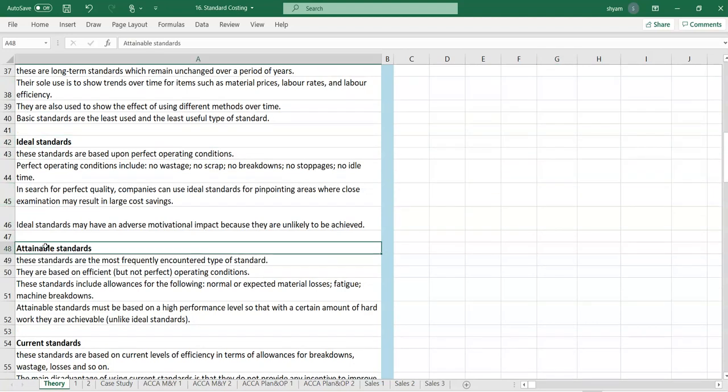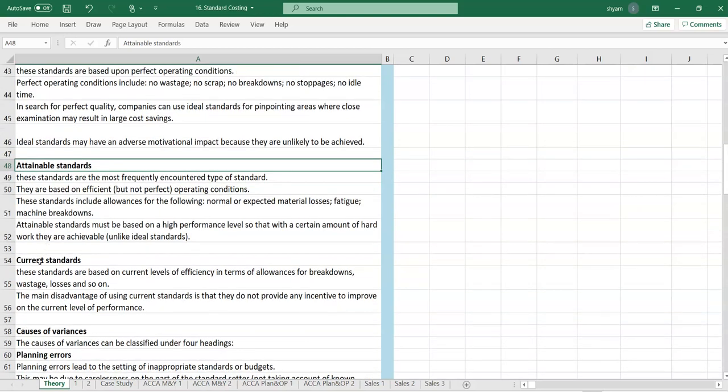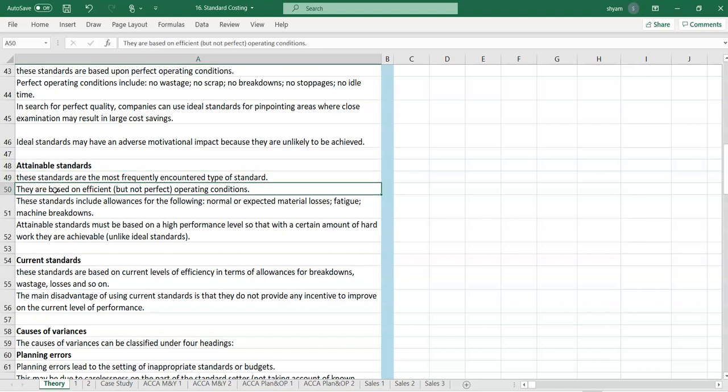So what is attainable? The third one. See, attainable standards are the most frequently encountered type of standard. So all companies use this only. This is similar to perfect, but they allow for inefficiency also. The normally expected inefficiency, such as material loss will be there, laborers will become tired, machine breakdowns will occur. So we allow for realistic things. So that's why it is called an attainable standard.